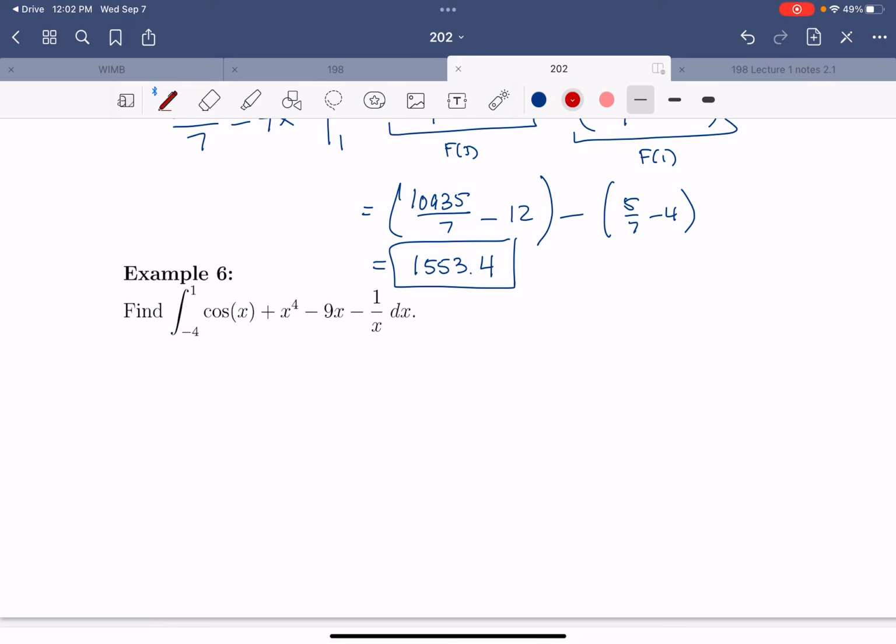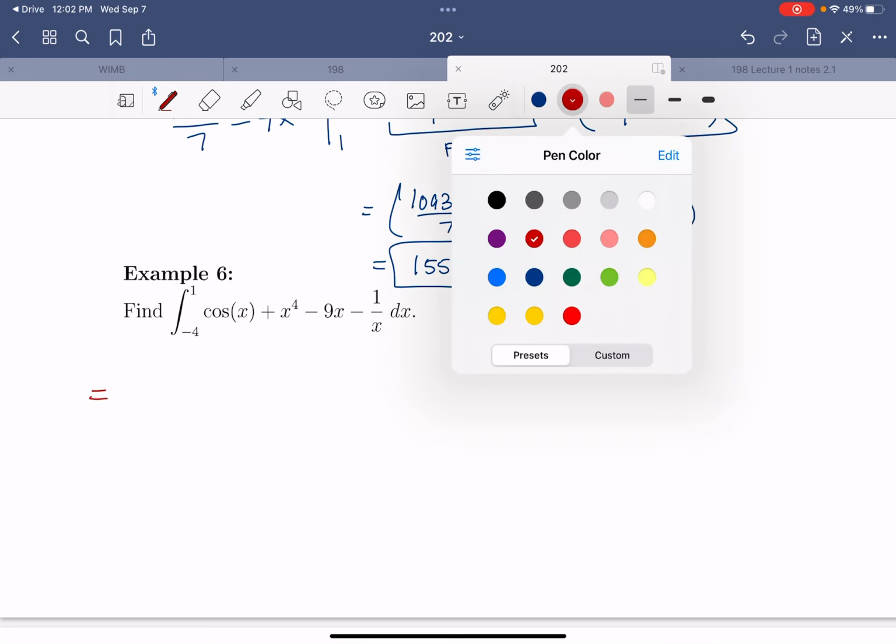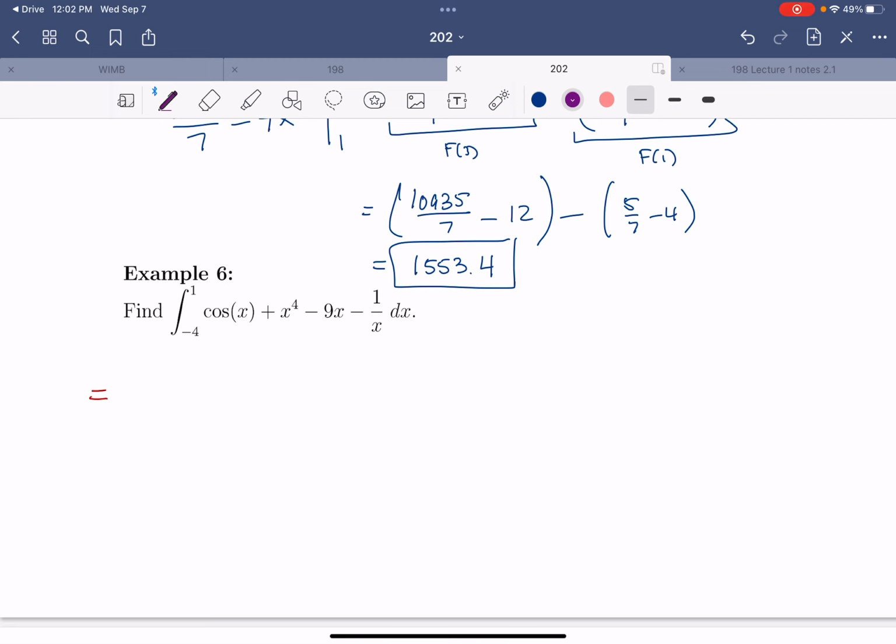And this last one, we're taking the antiderivative here. Antiderivative of cosine would be sine. The derivative of sine x is cosine x. Plus 1/5 x to the 5th minus 9/2 x squared minus the natural log of the absolute value of x. All of that gets evaluated from -4 to 1.